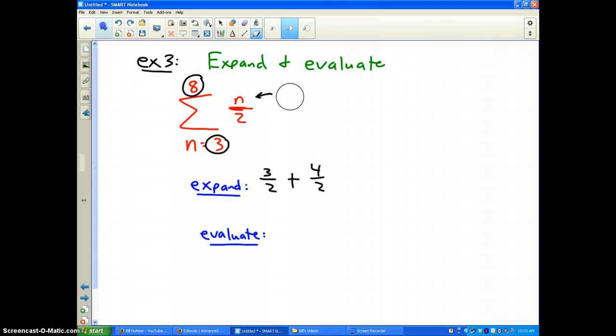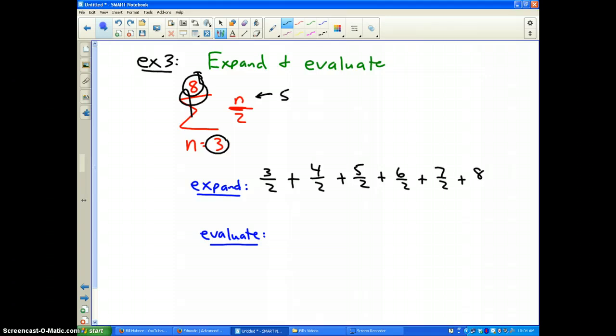Now I put 5 in for n, and I'll get 5 over 2. And this pattern keeps going all the way up to 8. So I have plus 6 over 2, plus 7 over 2, plus 8 over 2. And that's the expansion process.